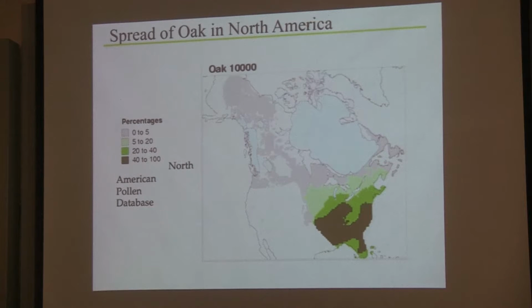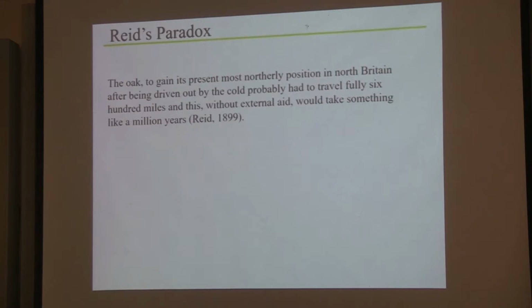Reid was in the late 1800s, but this guy Skellam, who we talked about previously, picked up the challenge. And this is what Reid wrote. The oak, to gain its most northerly position in North Britain after being driven out by the cold, probably had to travel fully 600 miles. And this, without external aid, would take something like 1 million years.